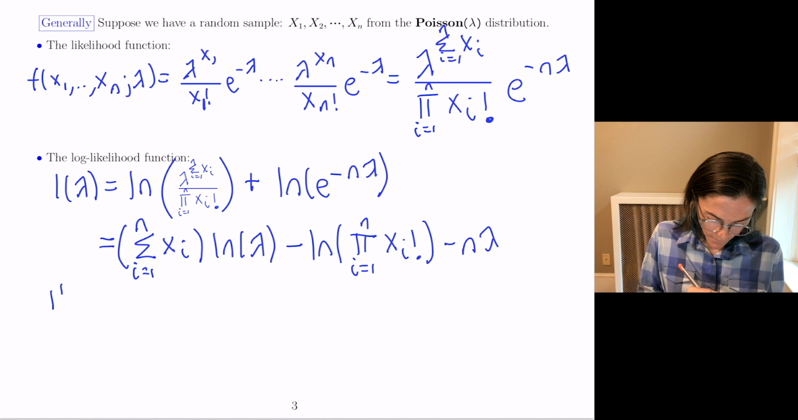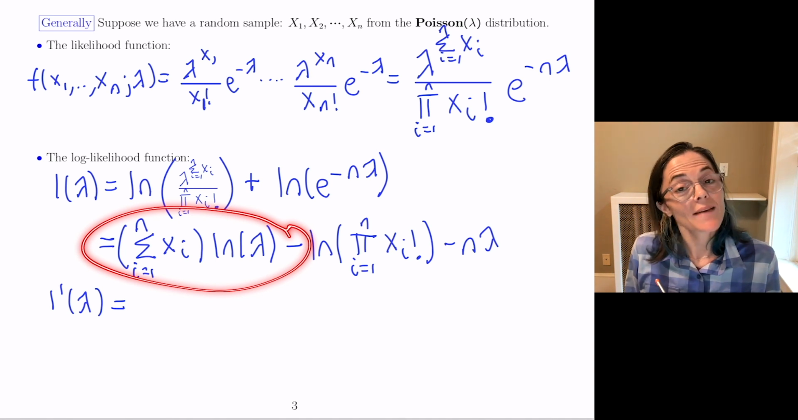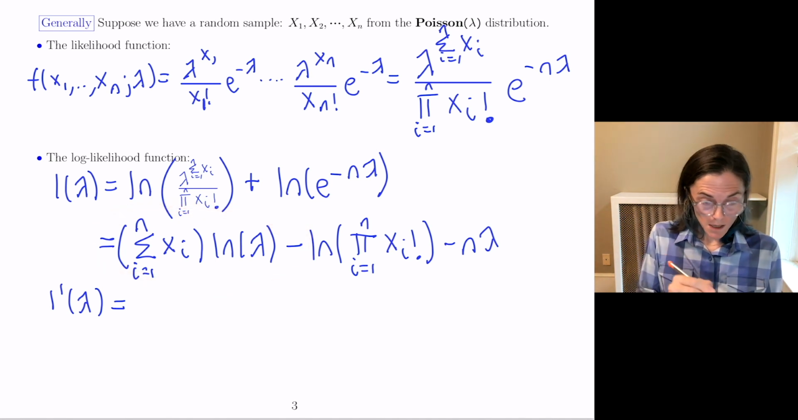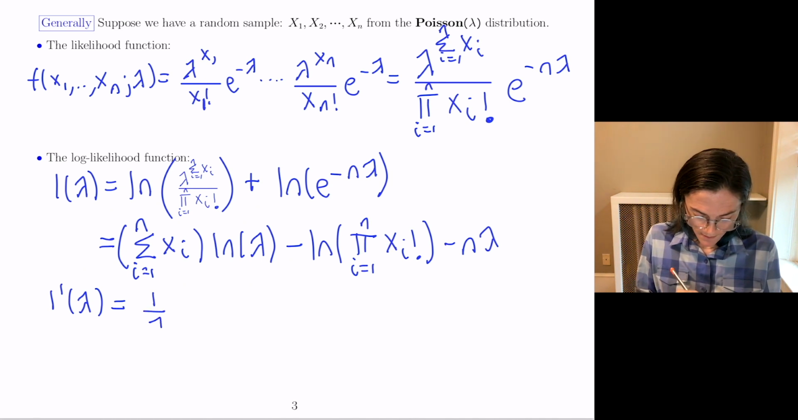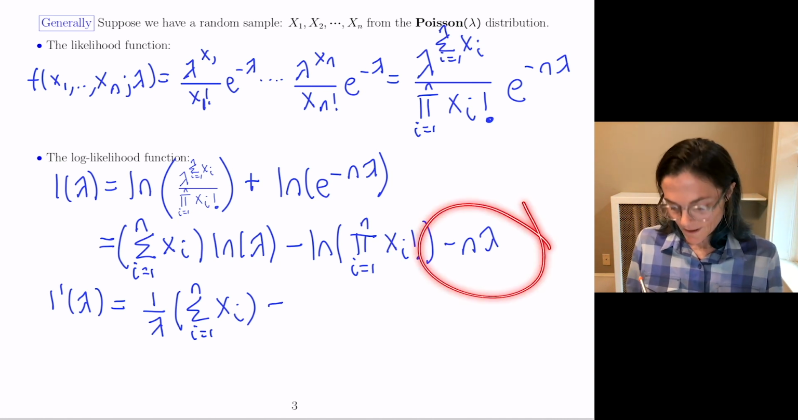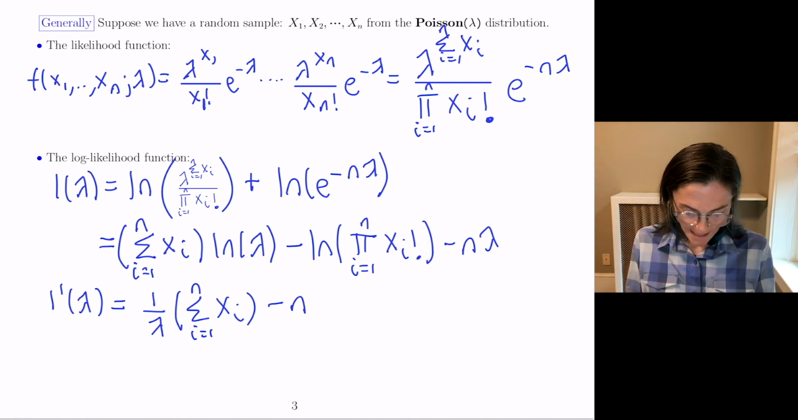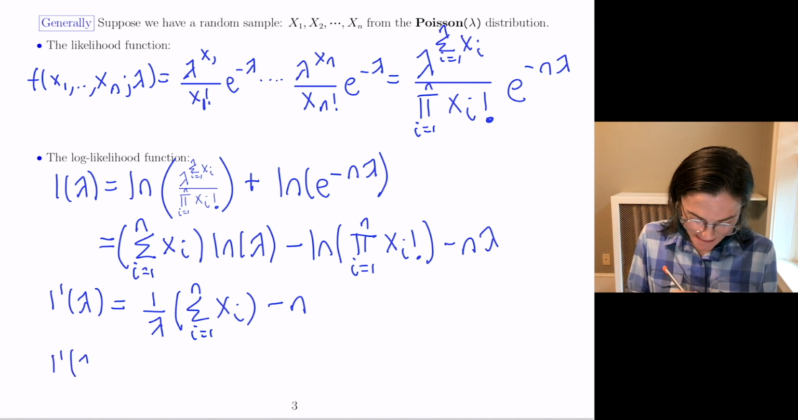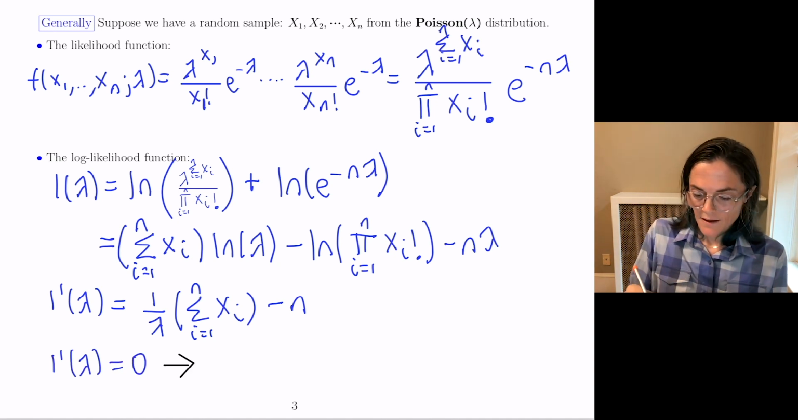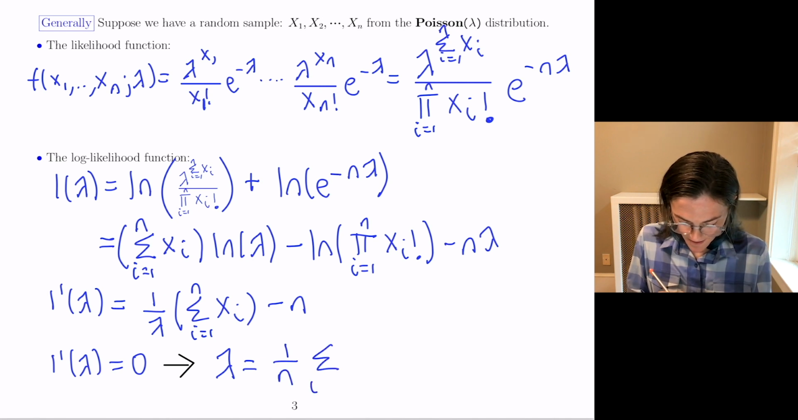Okay, let's take the derivative with respect to lambda. Here, we have ln lambda. The derivative is 1 over lambda. So I'm going to have 1 over lambda times this sum, and then minus the derivative of n lambda with respect to lambda is just n. When we set this equal to 0, this is where we see something really cool. You notice we will have that lambda will equal 1 over n times the sum, i equals 1 to n of xi. What is this?